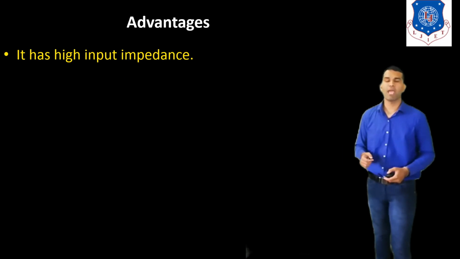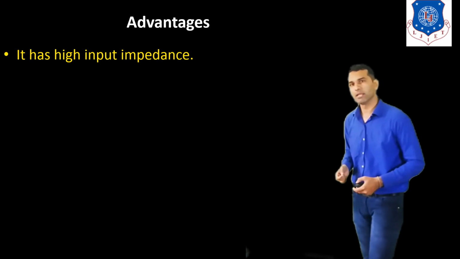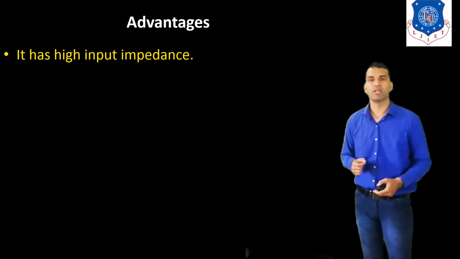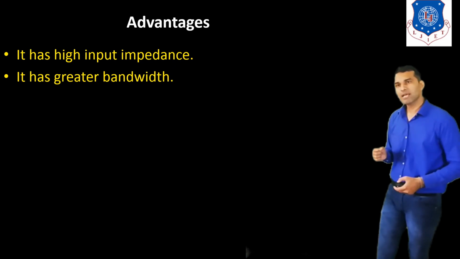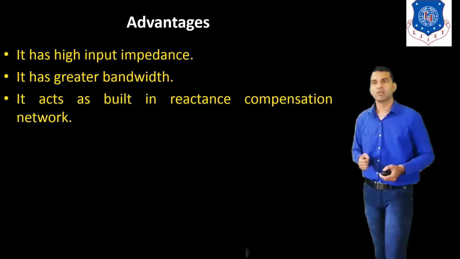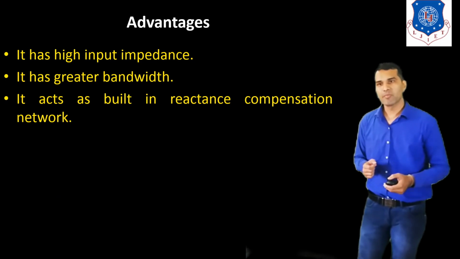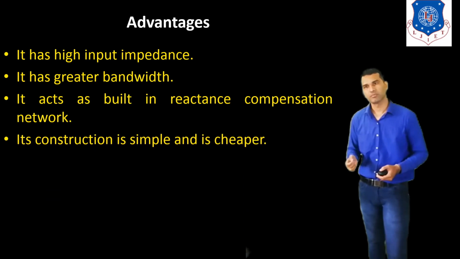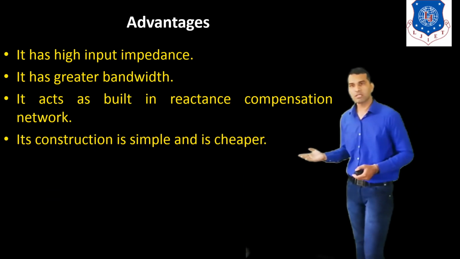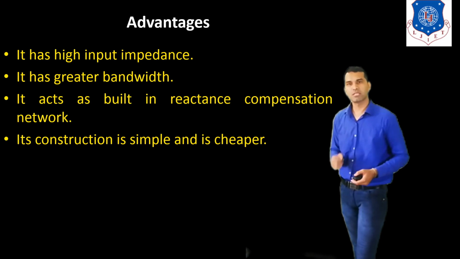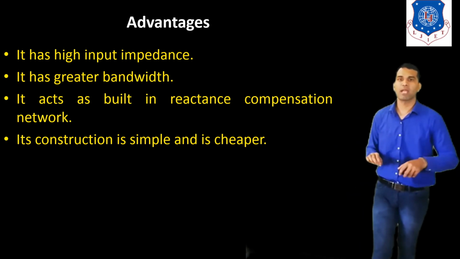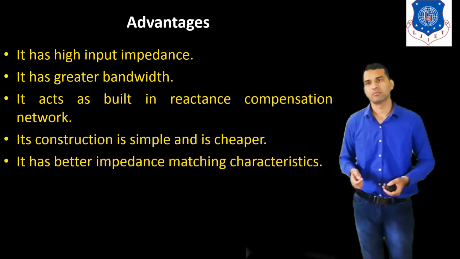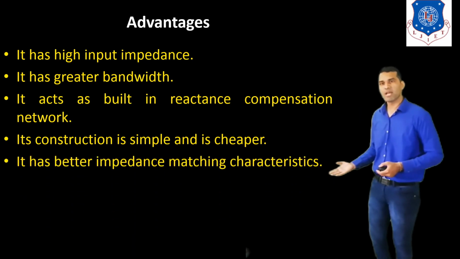Now we discuss the advantages of the folded dipole antenna. The first advantage is that it has high input impedance. Second, it has a greater bandwidth. Third, it acts as a built-in reactance compensation network. Next, its construction is simple and cheaper, because we can construct the folded dipole antenna by simply using two dipole antennas. It also has better impedance matching characteristics.